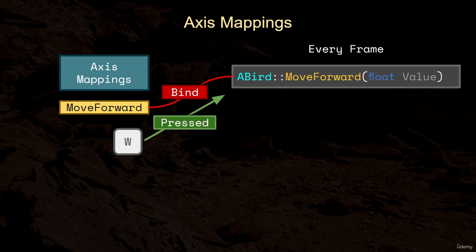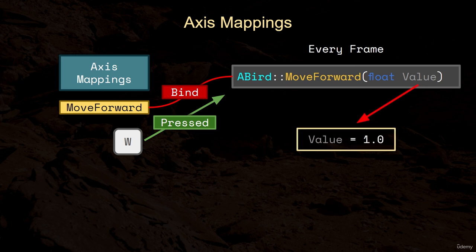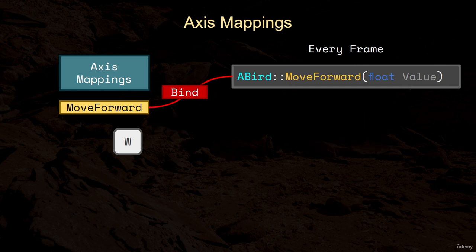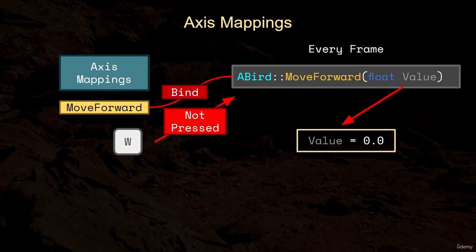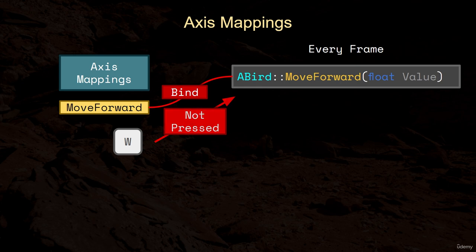Now, if we're pressing the W key, then every single frame move forward is going to receive a value through its value input. And that value is going to have a particular numerical value. And by default, that value is going to be 1 when the W key is pressed. Now, if we're not pressing the W key, then the numerical value of our input parameter is going to be 0. And we can use this information to do something with that value in the move forward function. So we can check to see if it's 0, and if it is, we can do nothing, and if it's not 0, then we can move the bird forward.